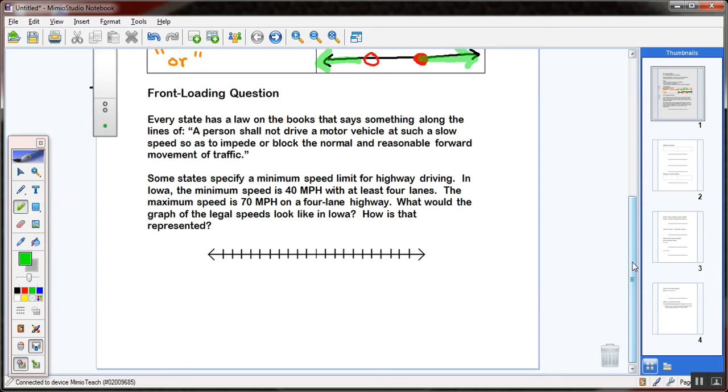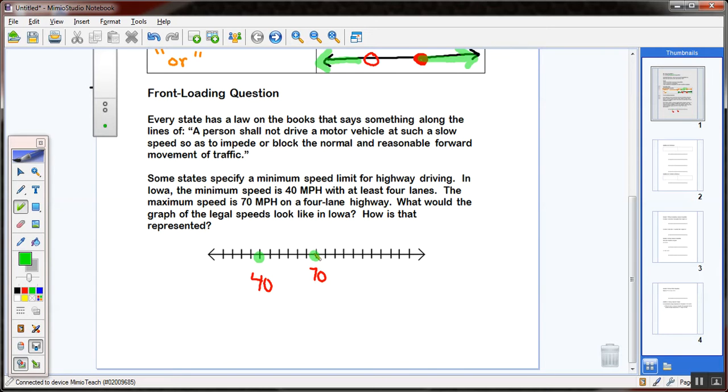It says, what would the graph of the legal speeds look like in Iowa, and how is that represented, okay? Well, first of all, what values are we even referencing here in terms of the speed limit on a 4-lane highway in the state of Iowa? What speeds are we referencing? 40 and 70. So let's maybe put a graph together. Maybe you did that already. And I don't care if your graph matches mine perfectly, but I'm just going to do this right here. I'm going to say maybe 40's right here. Okay? We'll call this value 40. And I'm going to go by 5. So 45, 50, 55, 60, 65, 70. Maybe 70's right over here for me. Okay? So somewhere on your graph you need to reference 40 and 70.